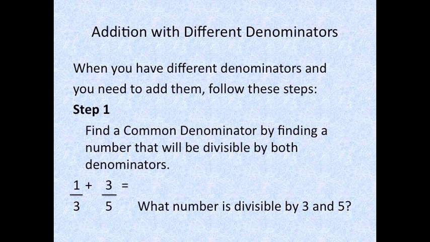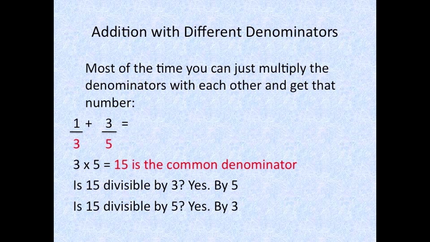Between the denominator 3 and 5, what number is divisible by 3 and 5? Most of the time, if the denominators are small numbers, you can just multiply the denominators with each other and get that number. So in this case, both 3 and 5 are small numbers, so you can multiply them. 3 times 5 is equal to 15, so 15 is the common denominator. This may sound redundant, but is 15 divisible by 3? Yes, it's divisible by 3, and the answer is 5. And is 15 divisible by 5? Yes, it is, and the answer is 3.